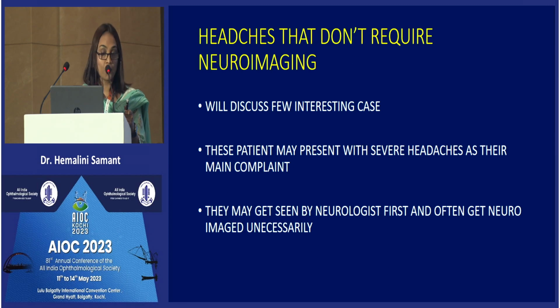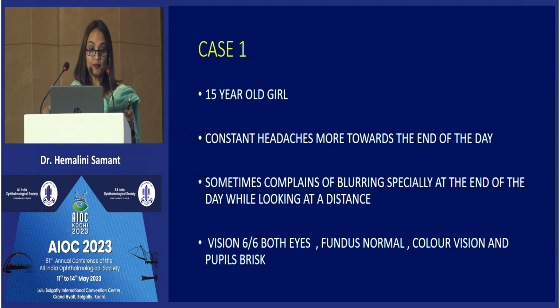Headaches that don't require neuroimaging. Now I'm going to discuss a few interesting cases which present with headache but didn't really require neuroimaging but often get neuroimaged falsely. The first case is that of a 15-year-old girl, and her main complaint was constant headache towards the end of the day. She also complained of little blurring sometimes, especially towards the end of the day and more while looking at a distance. The vision was 6/6, fundus was normal, color vision was normal, and the pupils were brisk.